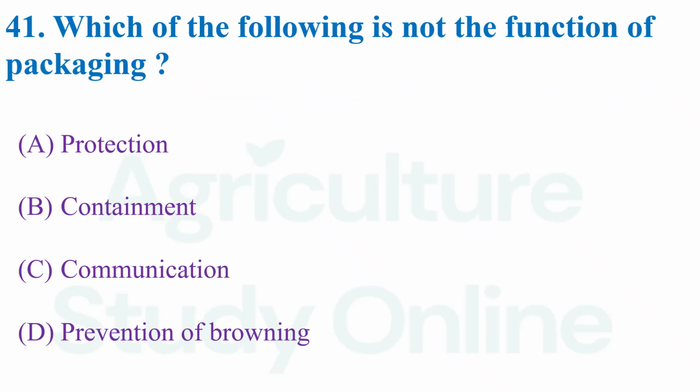Question number 41. Which of the following is not the function of packaging? So the function of packaging, mainly it is protection, means it will protect from contamination, from oxygen, from microbes. Next, containment. Containment means to hold the product, and it will allow easy handling, then storage, transportation, communication. Now this communication, it provides information like a label, nutrition, expiry dates or brandings.